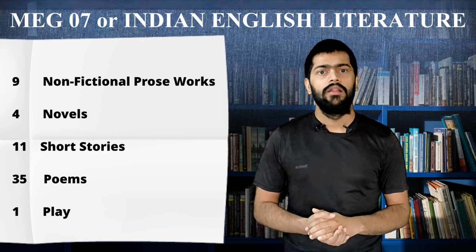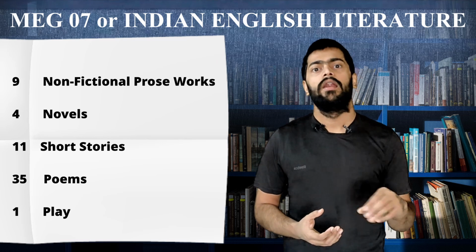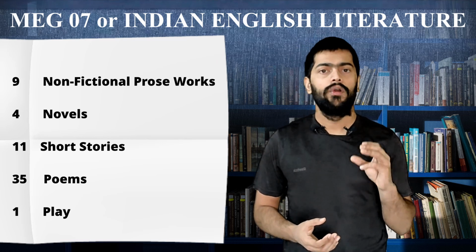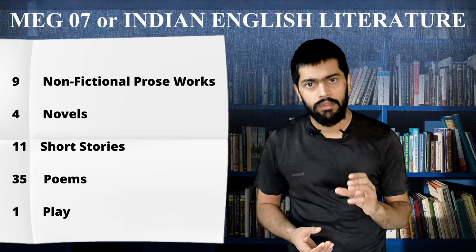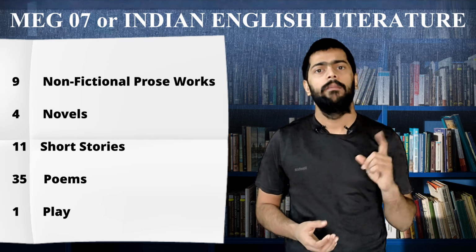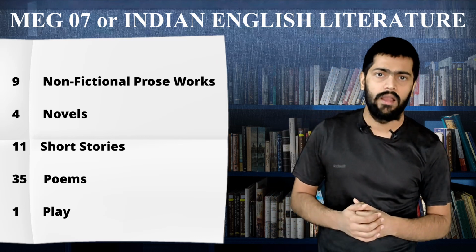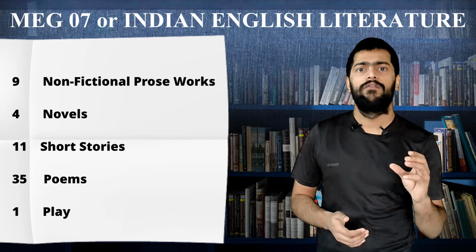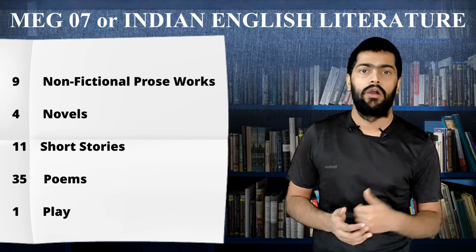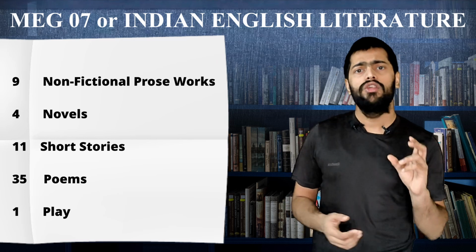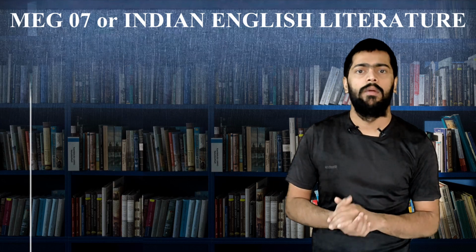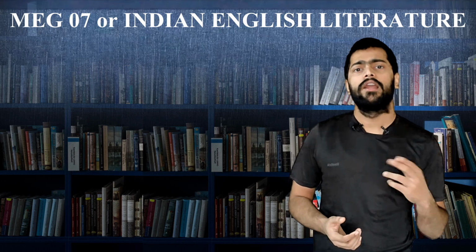So, in a nutshell, the MEG 7 syllabus includes 9 non-fictional prose works, 4 novels, 11 short stories, 35 poems, and 1 play. I know this might seem like a mountain of syllabus to tackle because in your second year you have got 3 more course codes to juggle alongside MEG 7 and each of them comes with similarly hefty syllabus. I also realize that if you had all the time in the world, you might not have opted for master's degree from IGNOU's open distance learning mode.